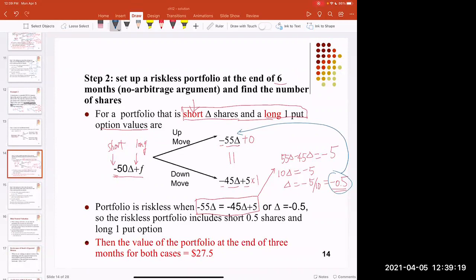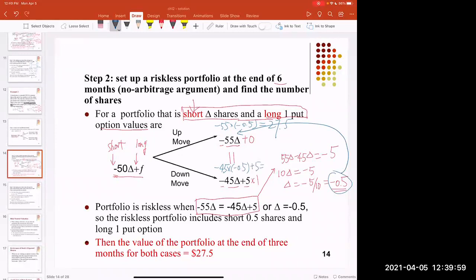So negative 55 times negative 0.5 equals what? The negative times negative is positive, right? So positive 55 times 0.5, which is 55 over 2, so 27.5, right? And we calculate the same thing when the stock price goes down. So negative 45 times negative 0.5, and then plus 5.